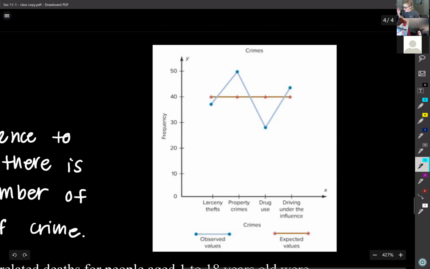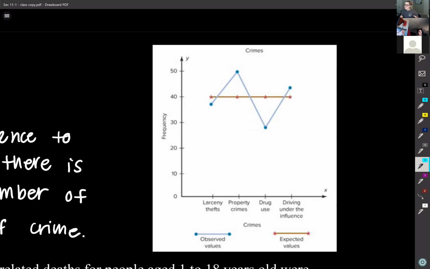Where the red, orange stars represent our expected ones. And if you notice, all the stars are at 40 because our expected value was 40 for each. So remember, we are testing how close these frequencies are. So we concluded that there wasn't enough evidence to reject the claim that there's no difference.